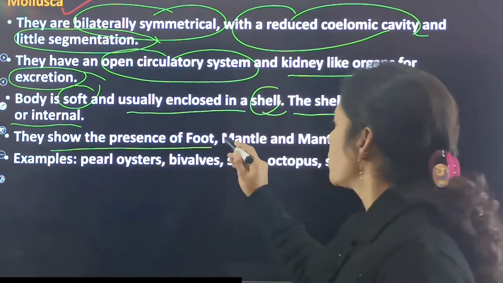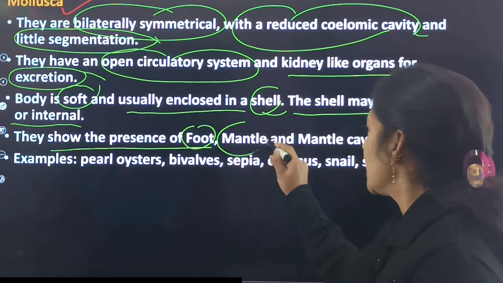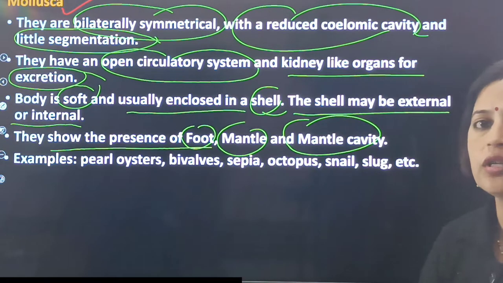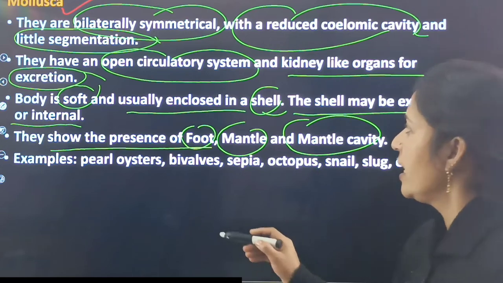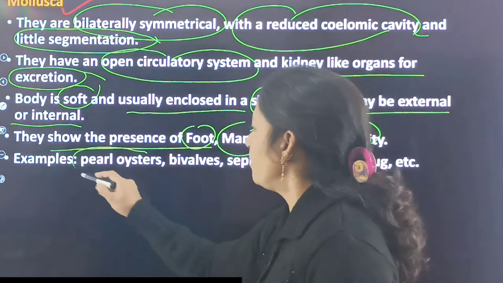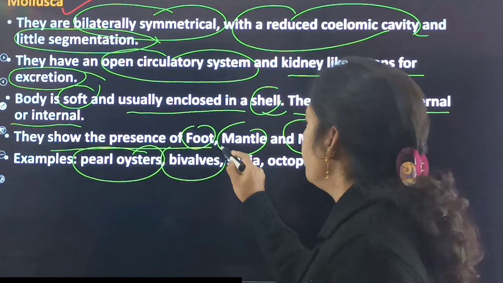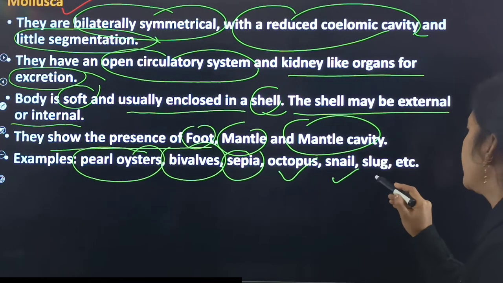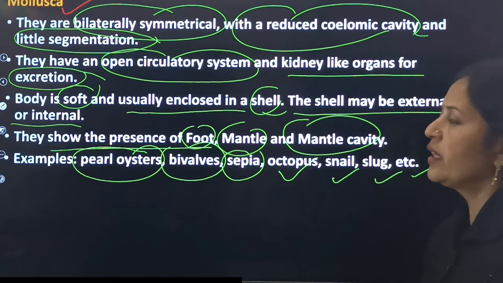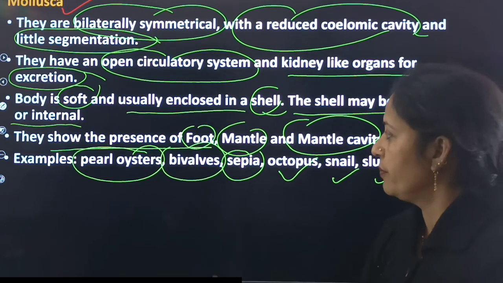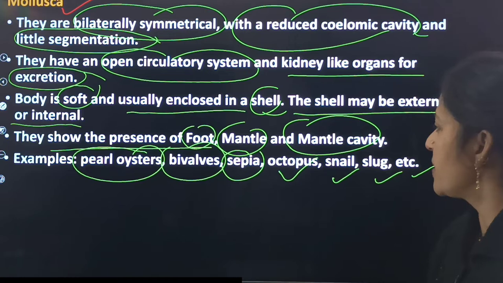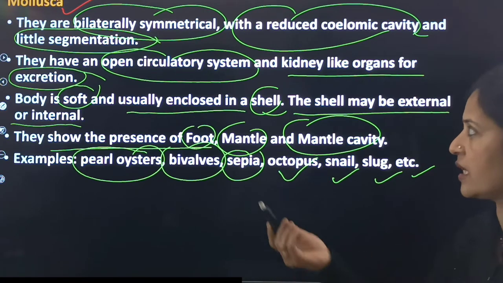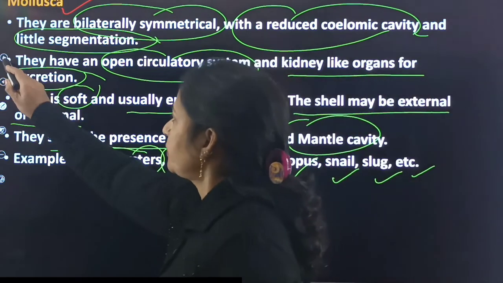They show the presence of foot, mantle, and mantle cavity. Examples of the Mollusca are pearl oysters, bivalves, sepia, octopus, snail, slug, etc.